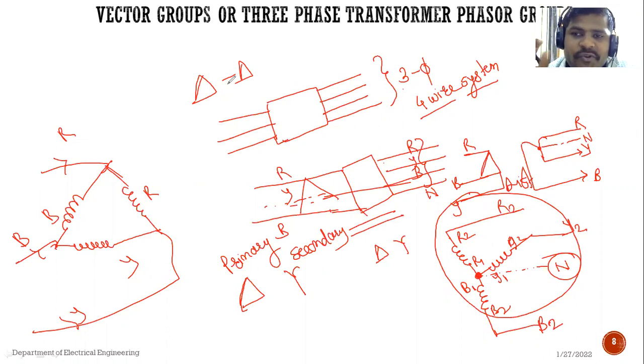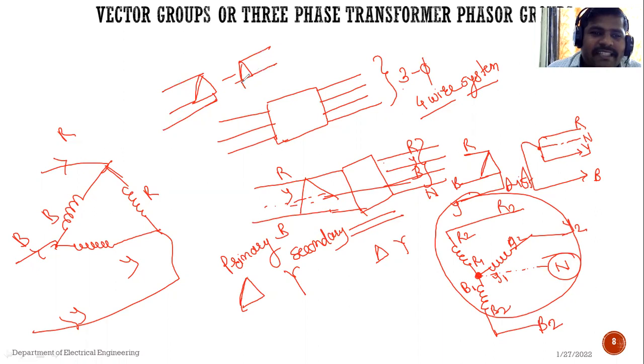So whether we need to go 4-wire? No, sir. I am connecting my transformer delta delta, so that means a 3-phase 3-wire system. For the primary side there are 3 phases, and for the secondary side there are 3 phases. Okay.